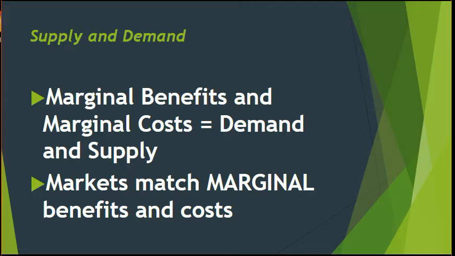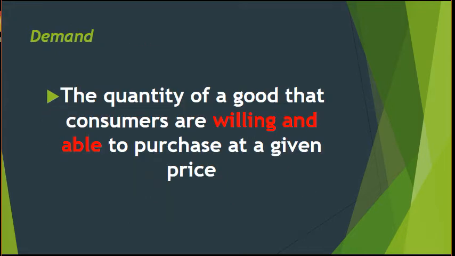The market is going to match marginal benefits and marginal costs. The additional benefit of buying one more, the additional cost of selling one more. That's what markets are going to match. We call it supply and demand, but it's really all about marginal revenue, marginal benefits, marginal costs.